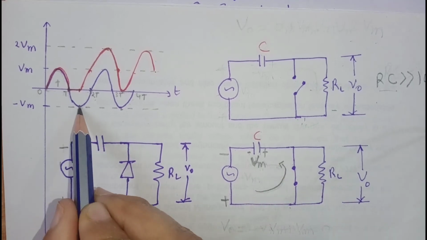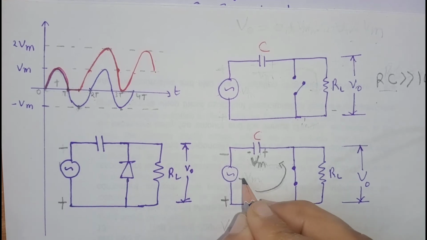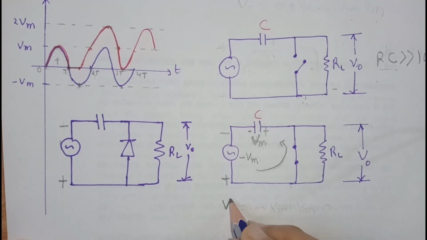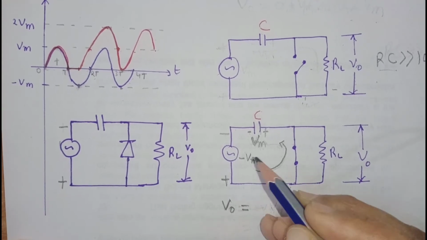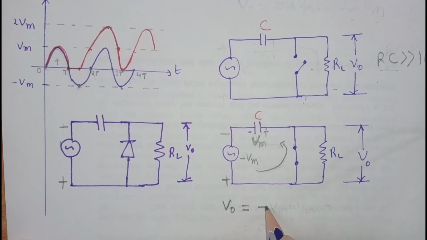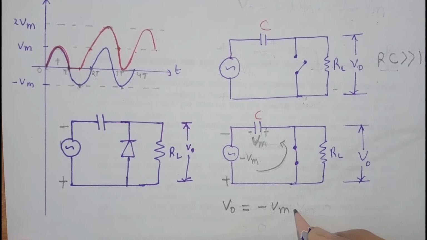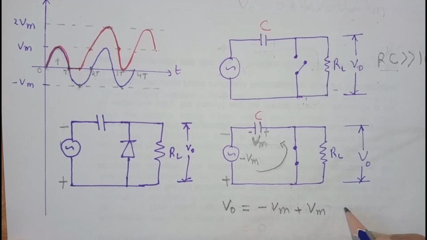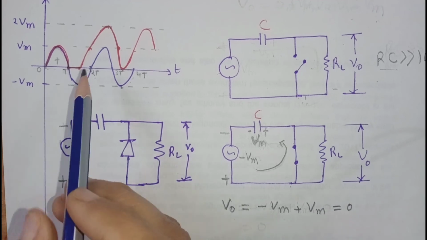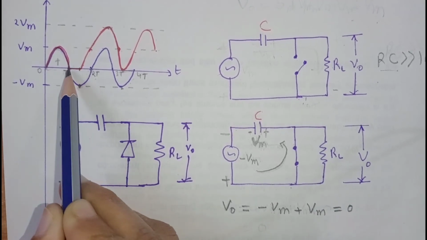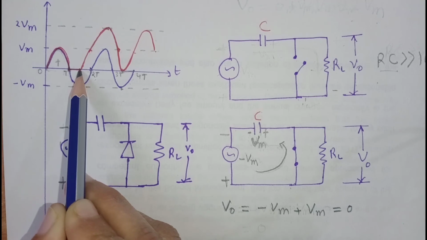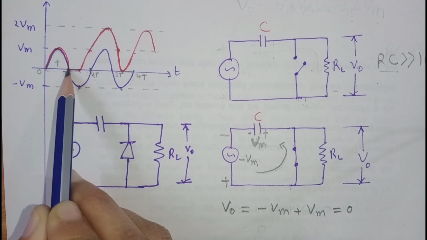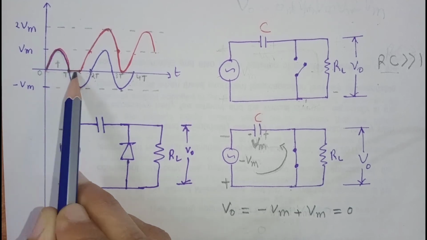And here, because the voltage at the input is minus Vm, the voltage here will be equal to minus Vm. Now at this point of time, the output will be equal to this plus this, minus Vm plus Vm. We can find it out by using KVL. So this will be equal to 0 volt. So at the output, from this point of time up to this one, the output is 0. The waveform will look like this one here, from this to this one.